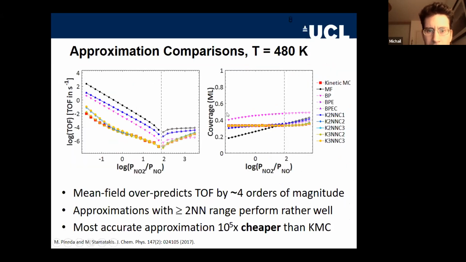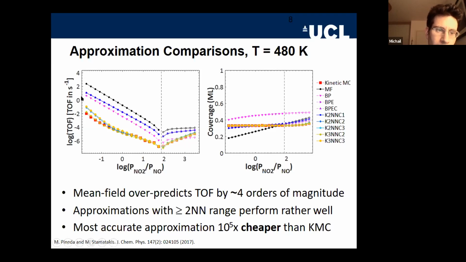So the last example that I wanted to show is these novel methods for kinetic simulation. What this shows is a sequence of approximations. Each one of these curves here is an approximation, with the exception of the red points here, which are the kinetic Monte Carlo data. So the red is the accurate kinetic Monte Carlo. The black here is the mean field approximation, which is quite inaccurate.